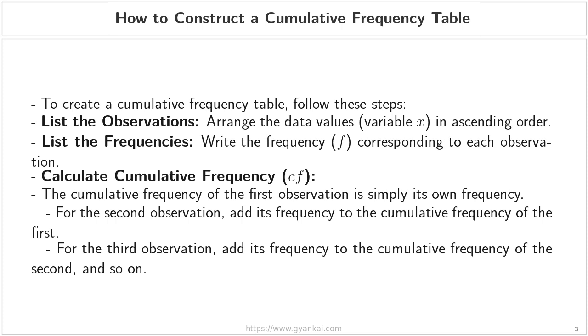Moving to the second observation, you take the cumulative frequency you just found for the first value and add the frequency of this second value to it. For the third observation, you take that new total and add the frequency of the third value, and so on, continuing this pattern all the way down the table. By following this method, you are building a cumulative total that, as we will see in the upcoming slides, allows us to pinpoint the median much more efficiently than looking at a raw list of numbers.